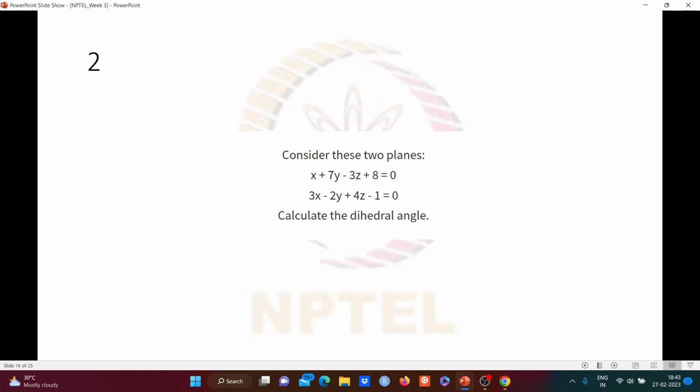So generally, the dihedral angle is the angle between two intersecting planes. To calculate the dihedral angle using the equations of the planes, we can use the dot product between the normal vectors of the planes. So once you get the normal vectors from the equations, do their dot product, and you get that.